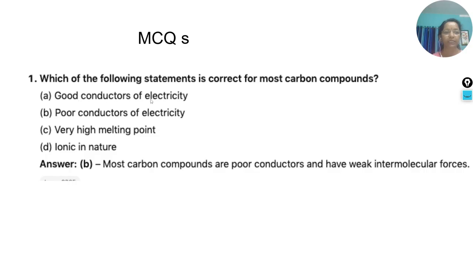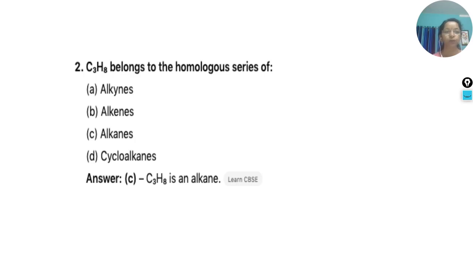They are good conductors of electricity. It's wrong. Poor conductors of electricity. It is correct. Very high melting point. Wrong statement. Ionic in nature. Wrong statement. So option B is the answer. Okay, poor conductors, they are covalent bond. So poor conductors.